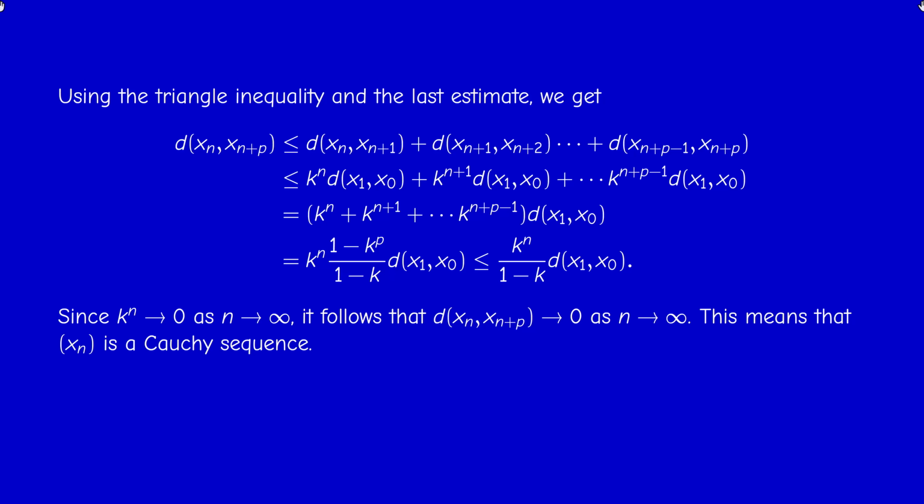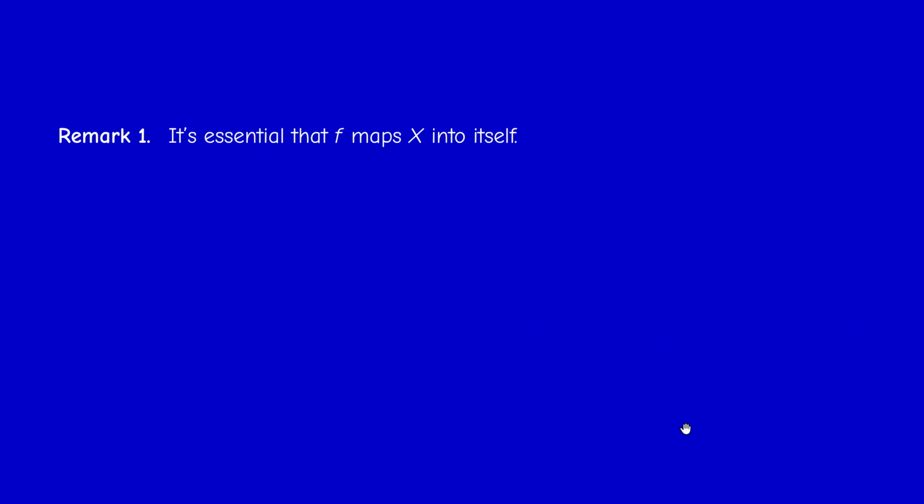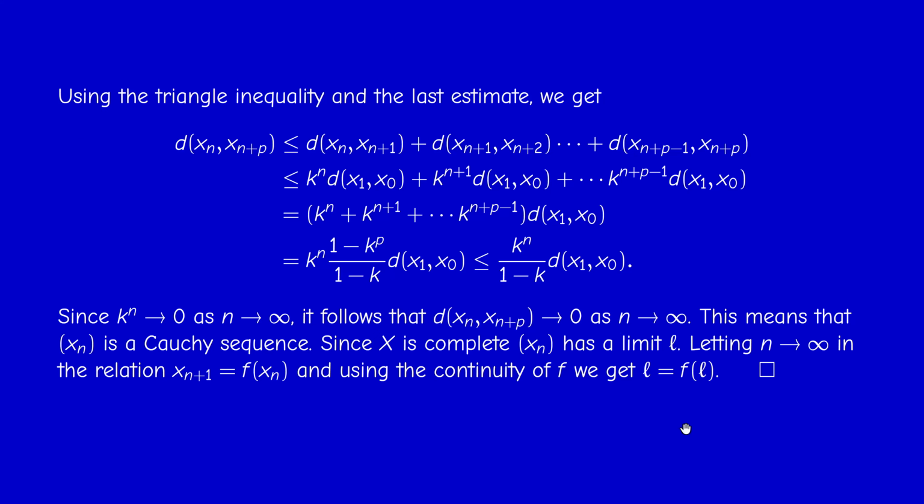And now I use the completeness of X. Since X is complete, xn has a limit L. And now this will be my fixed point, because I know that f is continuous. So if I look at the equation xn plus 1 equals f of xn, and let n tend to infinity, xn plus 1 tends to L, and xn tends to L, so f of xn tends to f of L. Therefore, at the limit, I get L equals f of L, and therefore L is the required fixed point. And yeah, this ends the proof.